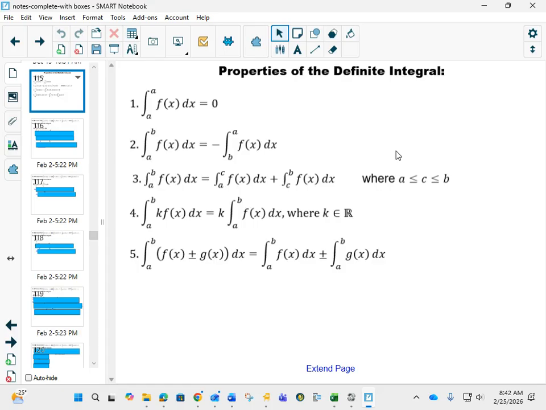Properties of the definite integral. So again, idea-wise, a definite integral looks at the area under the curve from the left bound, or the lower bound, to the right bound, the upper bound. Usually it goes lower to upper. We're going to find sometimes they flip them. So from one number to the other number, and it finds the area between them.